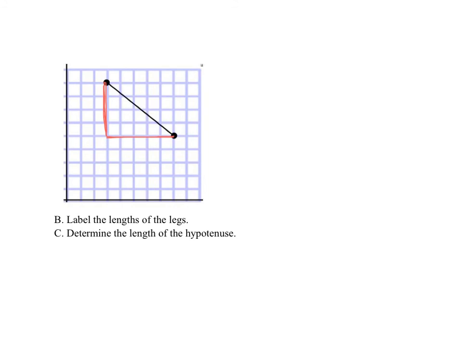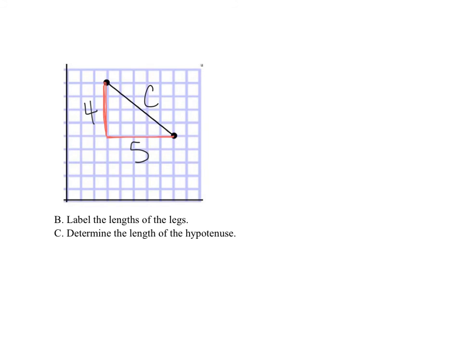Our vertical side, our one going up and down, 1, 2, 3, 4. So that has a measurement of 4. And our one going across, 1, 2, 3, 4, and 5. Determine the length of the hypotenuse. Well, in this picture, that's really hard to count because you've got parts of this triangle or this square here, a little part missing there. So again, we're going to throw this into the Pythagorean theorem.